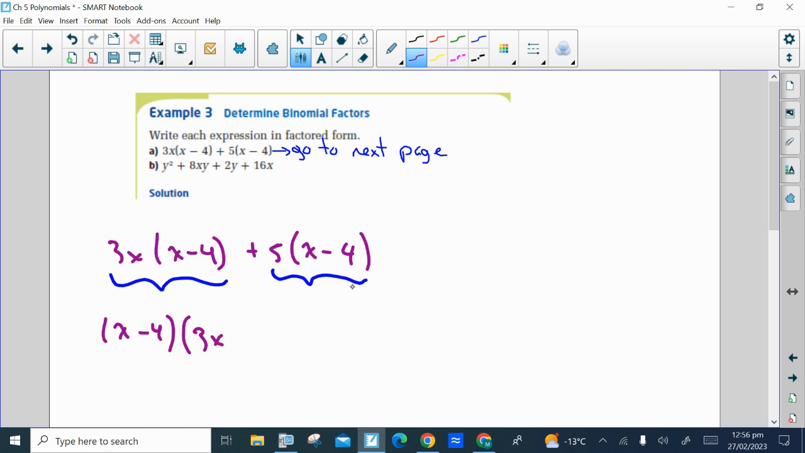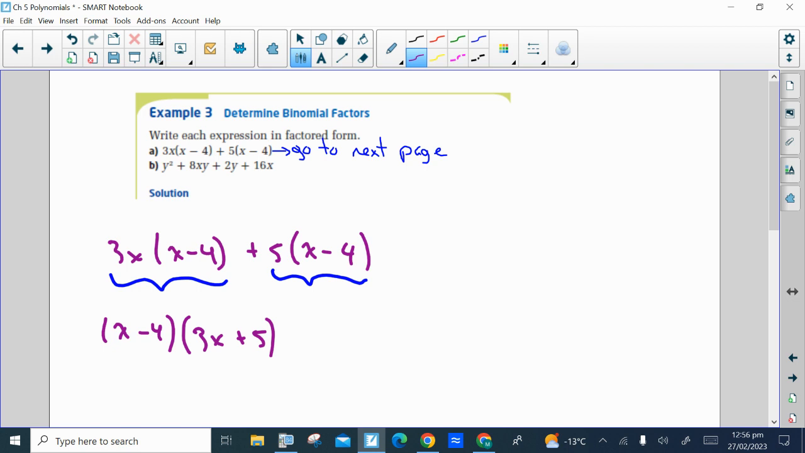When you take the second term and you divide it by x minus 4, again, they will cancel, and you're just left with plus 5. There's the factors. Sometimes the factor is a binomial. Sometimes it is a trinomial.